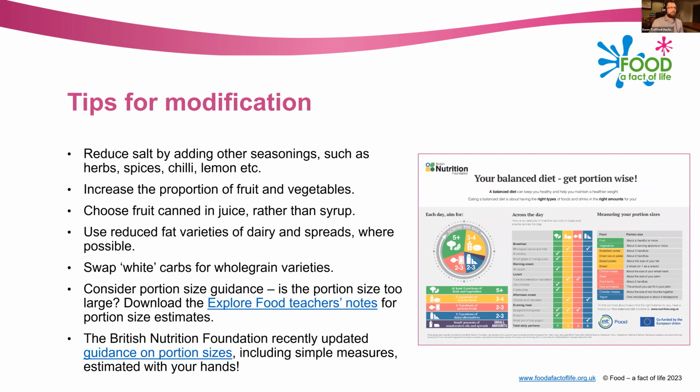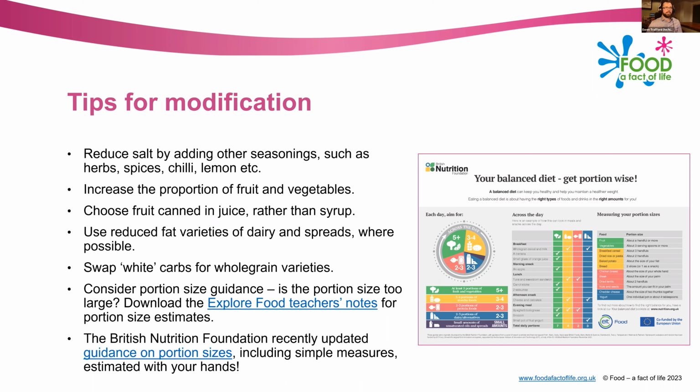So some tips for modification. Reduce salt. Salt's obviously an important flavoring, but you can reduce salt by adding other seasonings. So different herbs, spices, chili, lemon juice, for example, can help you to reduce the amount of salt in a recipe, but maintain flavor. Increase the proportion of fruit and vegetables.